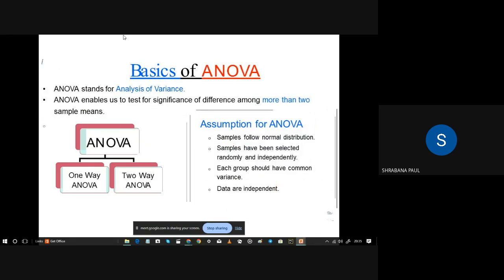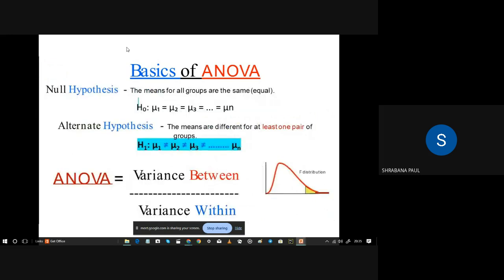Coming to the assumptions of ANOVA, the population from where the sample is taken must follow a normal distribution. It is strict. And next, the samples must be selected randomly and independently, each group should have a common variance, and data are independent. I know it's getting complex. We will get to know more about ANOVA by solving examples that will give you a clear view of this topic. First, the basic things of ANOVA.